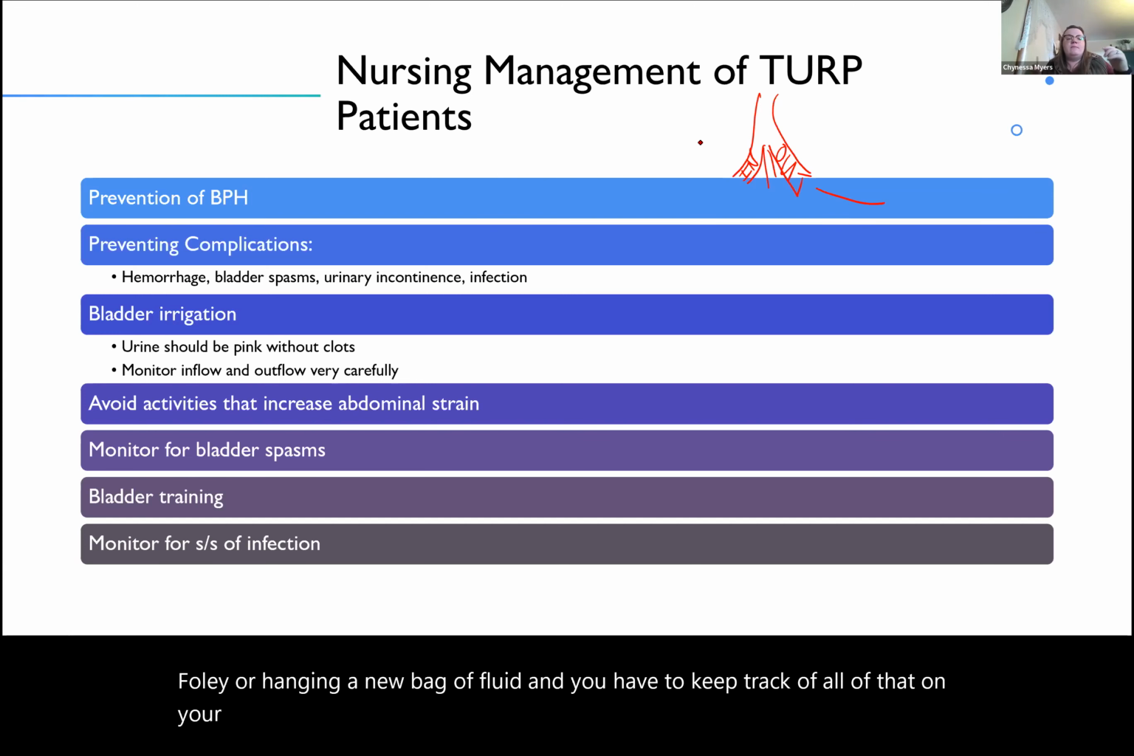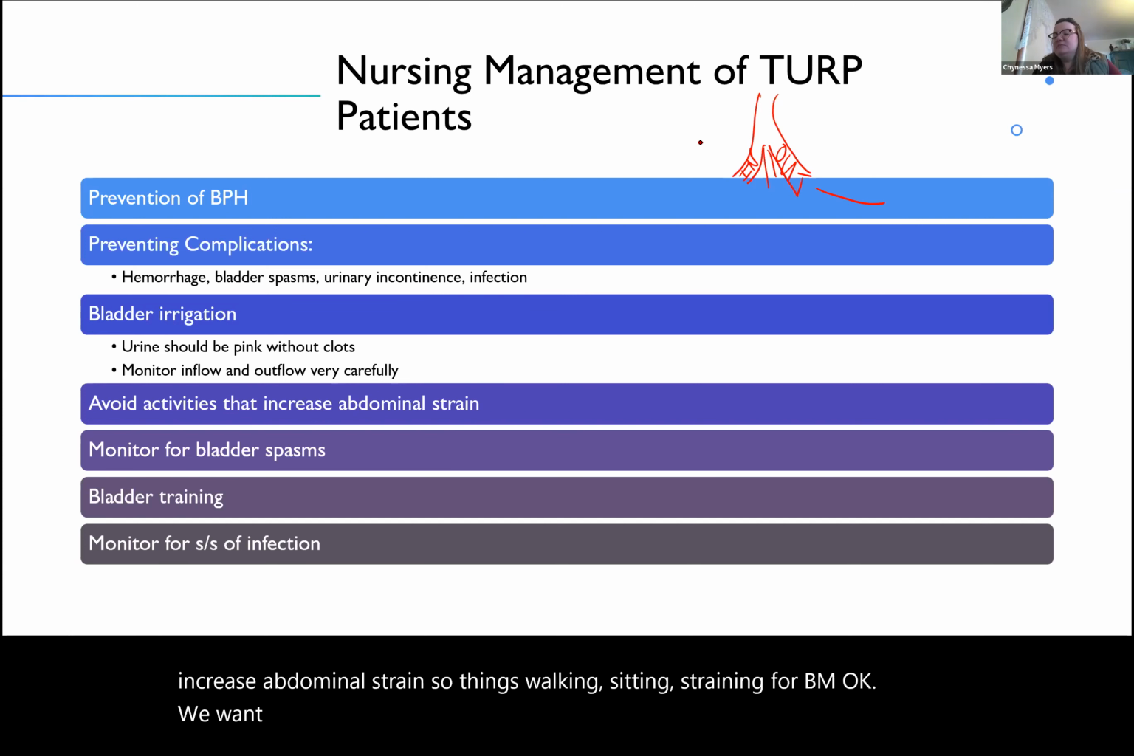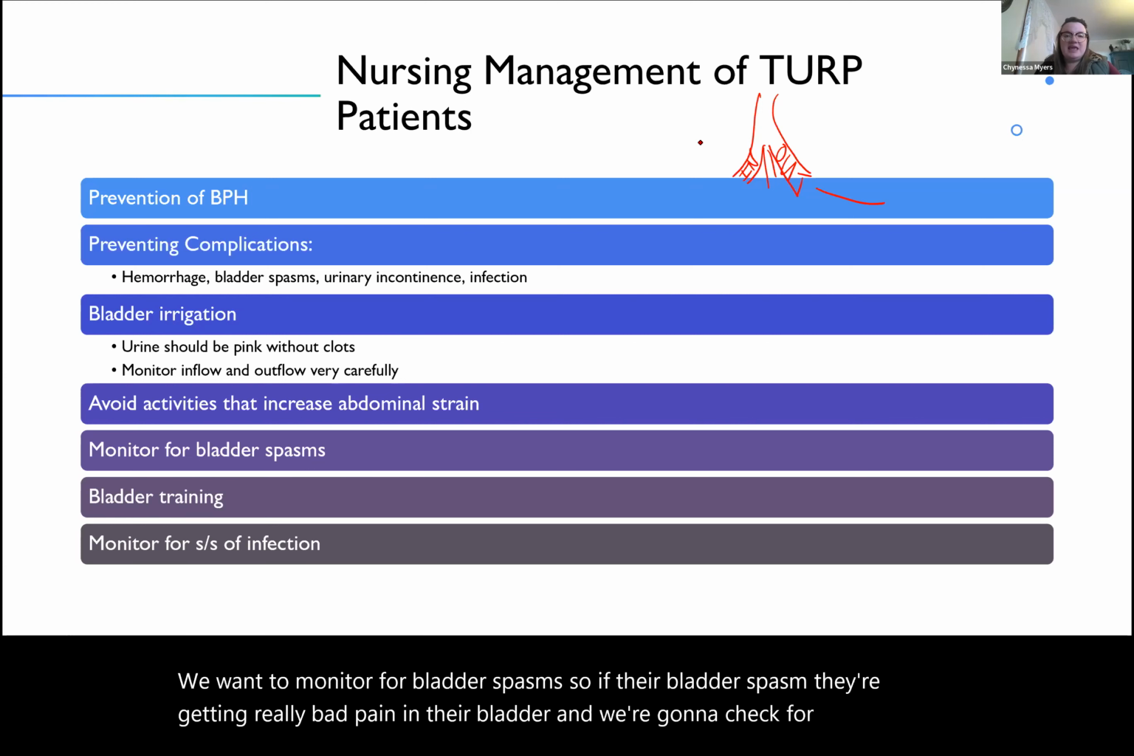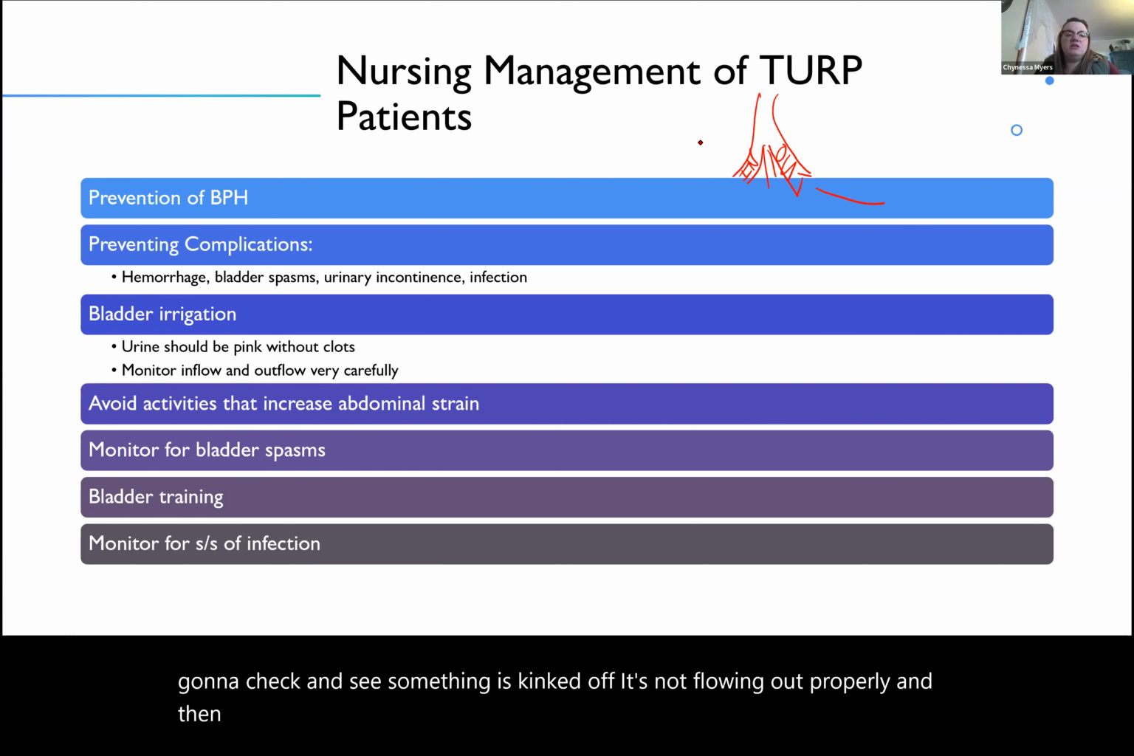Post-operatively, we want to avoid activities that increase abdominal strain. So things like walking, sitting, straining for a BM. We want to monitor for bladder spasms. So if they're bladder spasming, they're getting really bad pain in their bladder. And we're going to check for clots. We're going to check and see if something's kinked off, not flowing out properly. And then maybe we'll manually irrigate if necessary. So we'll get a syringe and see if we can pull that clot out, something that's kinked up in there.